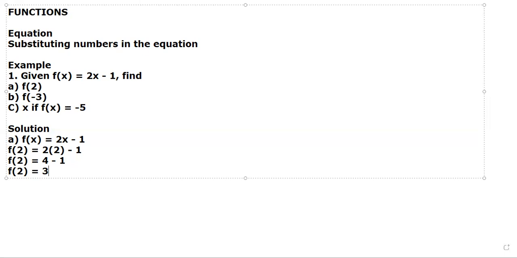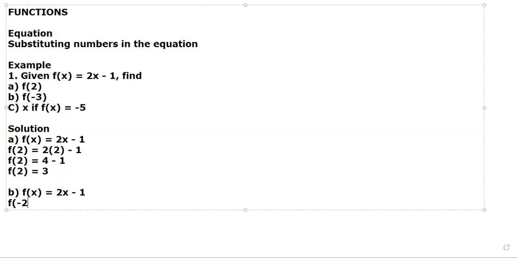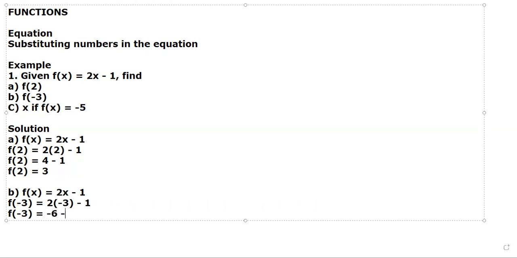So going to the next one, of course, f of negative 3. So f of x is 2x minus 1. That means f of negative 3 is equal to 2 by negative 3, minus 1. F of negative 3 is equal to 2 by negative 3, that's negative 6. So negative 6, of course, minus 1.